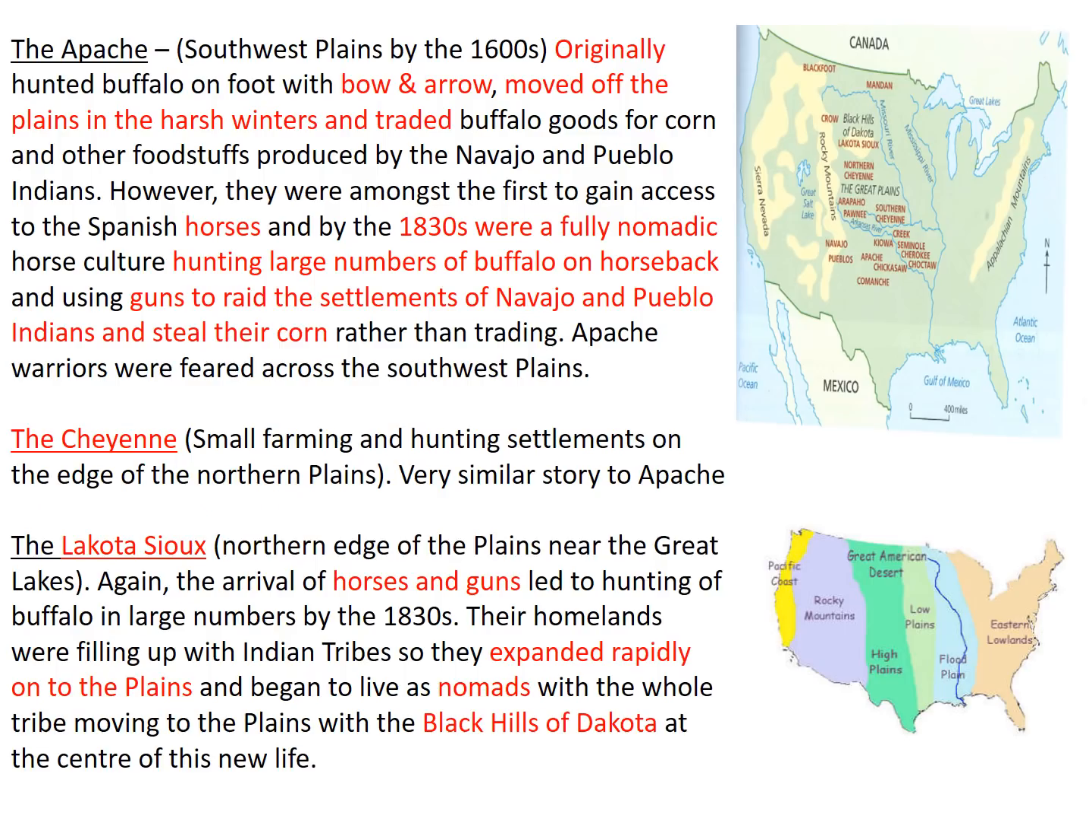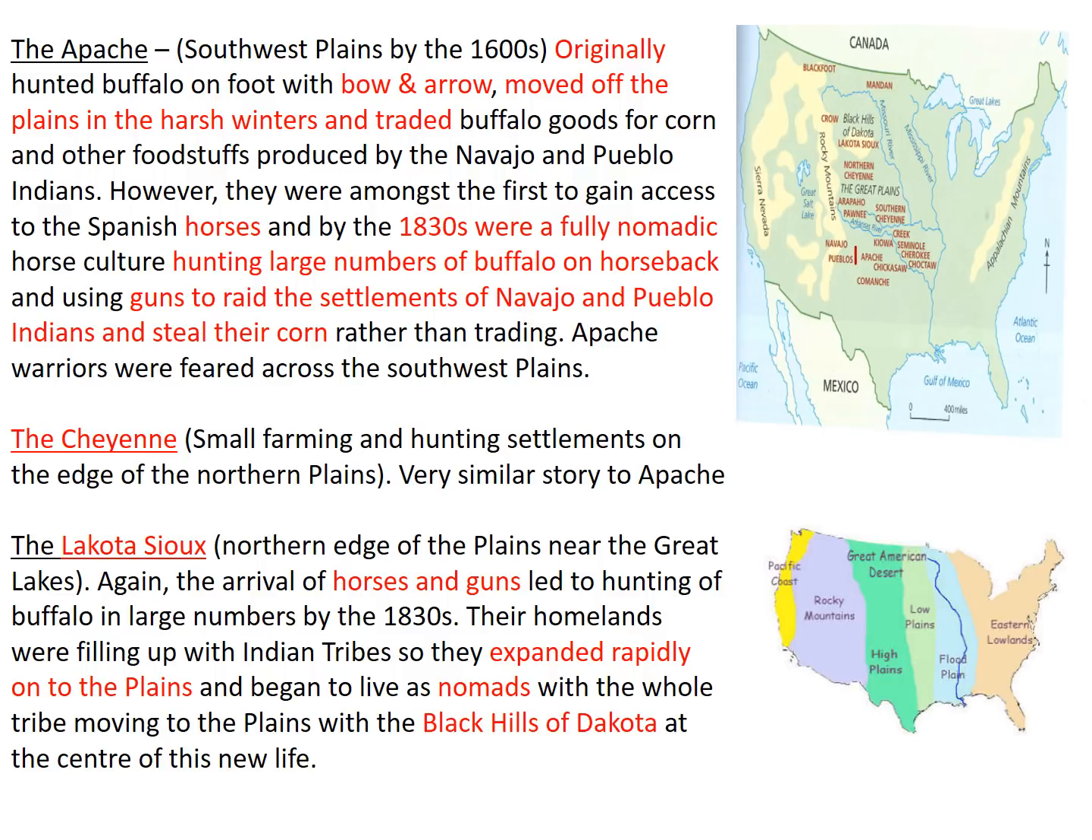So let's take a look at a few examples of the Native Americans and how they changed. Starting off, I'm going to mark these on the map. We've got the Apache, who are based in the southern part of the plains. The Apache, down here. They originally hunted buffalo with bow and arrow, moved off the plains for harsh winters, and they traded. However, this all changed from the 1830s, when they became more nomadic, and they used horses and guns to hunt the buffalo. And instead of trading with the Navajo and the Pueblo Indians, they now steal their corn because it's a more effective way of living. So we've got a distinctive change there.